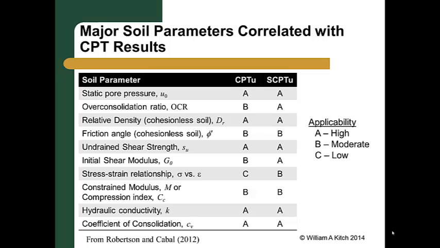Instead, the values of these properties are correlated to the CPT measurements of tip resistance, friction ratio, pore pressure, and shear wave velocity. Several decades of field measurements have been used to generate these correlations. Some of these correlations are better than others, and the last two columns of this table give you a qualitative idea of how good the correlations are for both the CPTU and the SCPTU tests. The actual correlations are presented in Robertson and Cabal 2012.